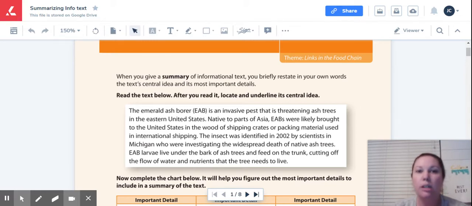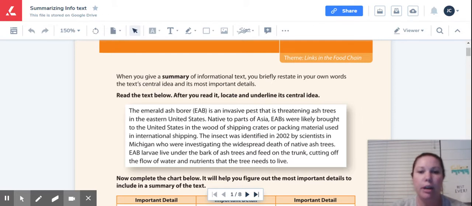If we were to copy a sentence or words from the text, we would need to put that in quotation marks because that is citing evidence. So I already noticed that some of you are consistently copying from your book or article, so please make sure that you are restating it into your own words, okay? So right now we are looking for the text central idea and its most important details to create our summary.